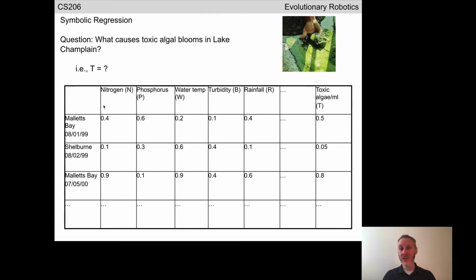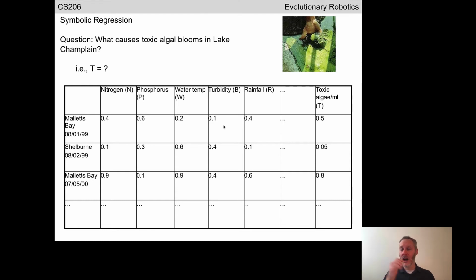So let's imagine we do some field work, and there are UVM scientists who do exactly this every summer. Create a big spreadsheet, and at different points in the lake, at different points in time, we can measure the amount of nitrogen at that place, at that time, the amount of phosphorus, the temperature of the water. Generally speaking, the warmer the water is, the more likely an algae bloom is to occur.